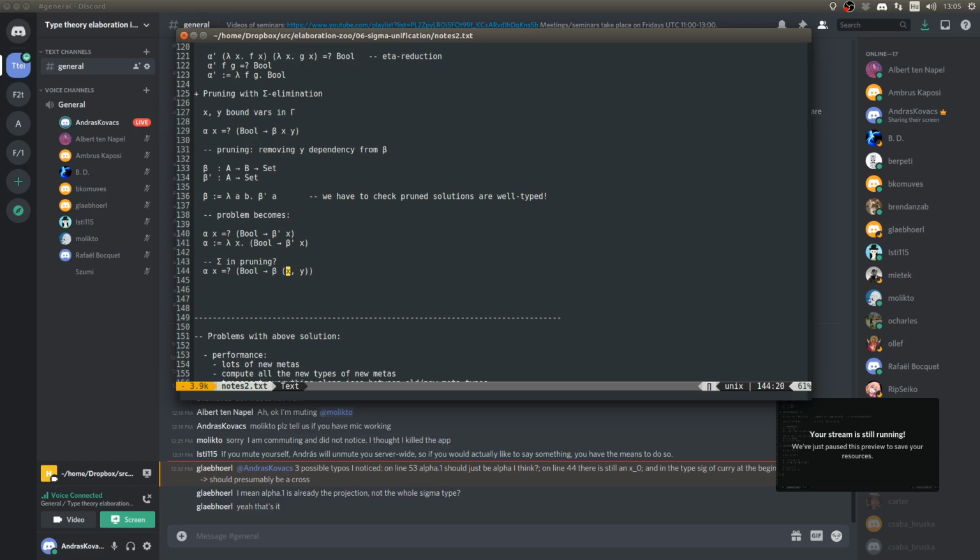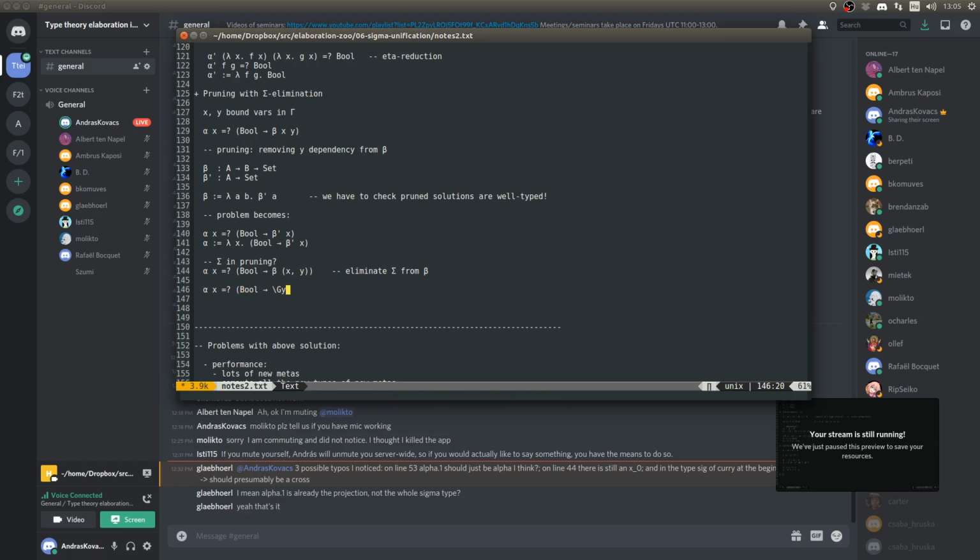So for example, what if I have this? And now I want to prune only the second projection of the first argument from beta. And then the solution here is just the same as with pattern unification. So I just want to eliminate sigmas from beta. And once again I get this.